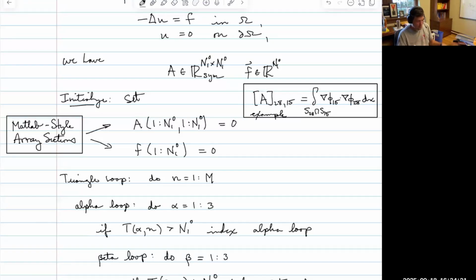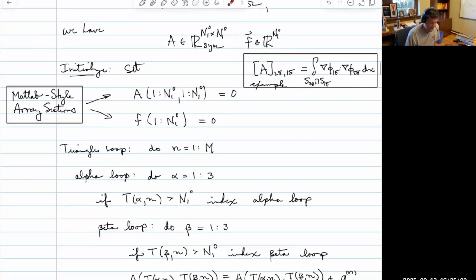So these use what are called array sections. I'm not going to talk too much more about that. I hope you've seen MATLAB type of coding before, and you know what I mean when I say MATLAB style array sections. What this means is I'm taking A, with row index and column index, and I'm saying all rows from 1 to n10 and all columns from 1 through n10 must be set equal to the value 0. This is basically setting everything to 0. Similarly with the force vector, we start off by initializing everything to 0.